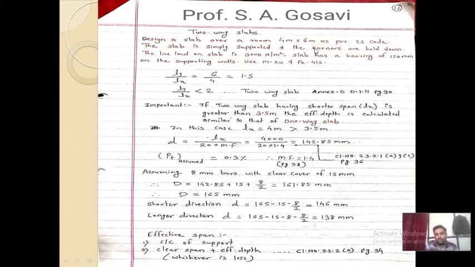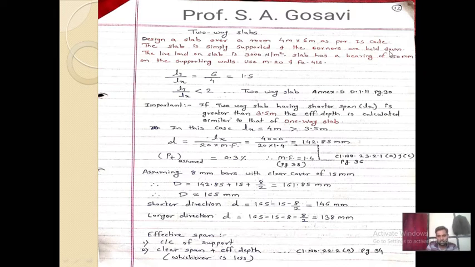See, design a slab over a room 4 meter by 6 meter. So you know the panel size of the slab, it's 4 meter by 6 meter. Always take the span in X direction as your shorter span, and the span in Y direction as your longer span. So 4 meter is your shorter span and 6 meter is your longer span. As per the IS code, the slab is simply supported, and the corners are held down.